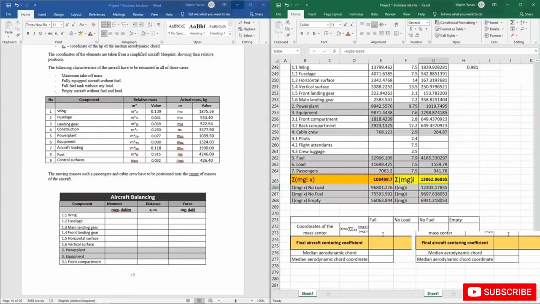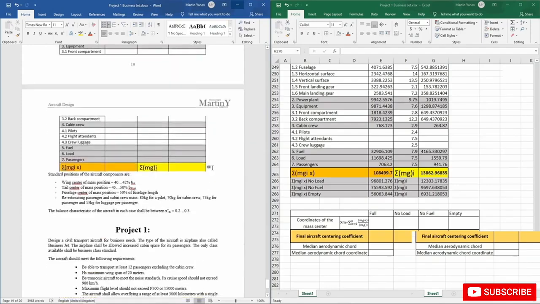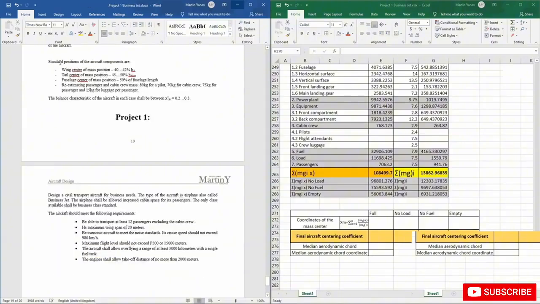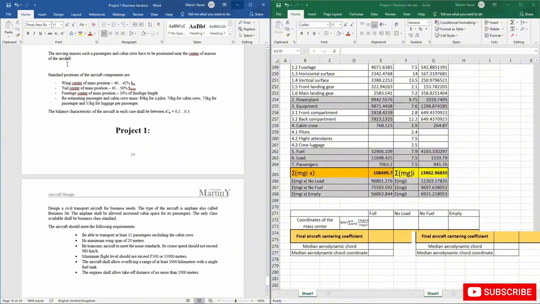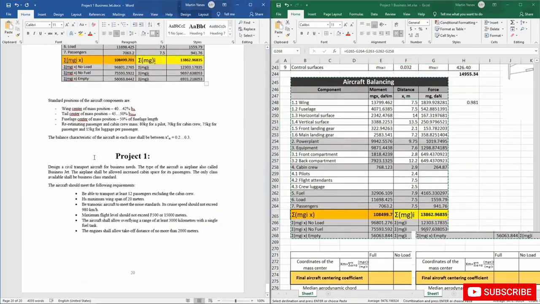Hi guys, today we're going to estimate the final center of gravity for our aircraft, and we're going to do it in 3 cases. So for the full, the no load, no fuel, and empty aircraft. But the first thing I will do is, in your project, I'm going to delete this table and place the filled table, so you have it in your project. I'm not going to do the same with the workbook, okay? So I will simply place this here and I will center it, okay?